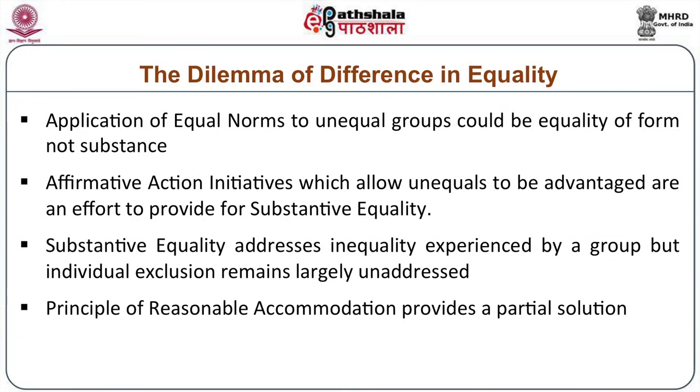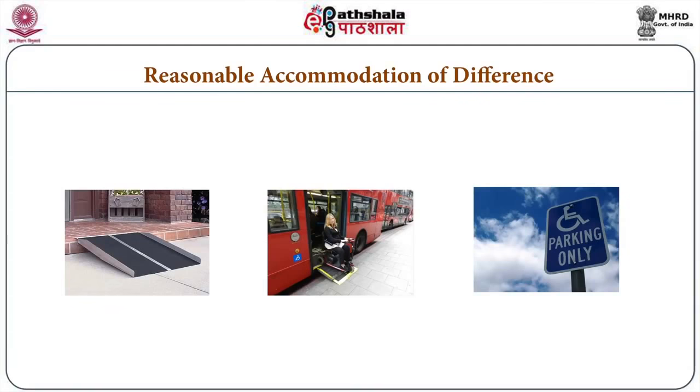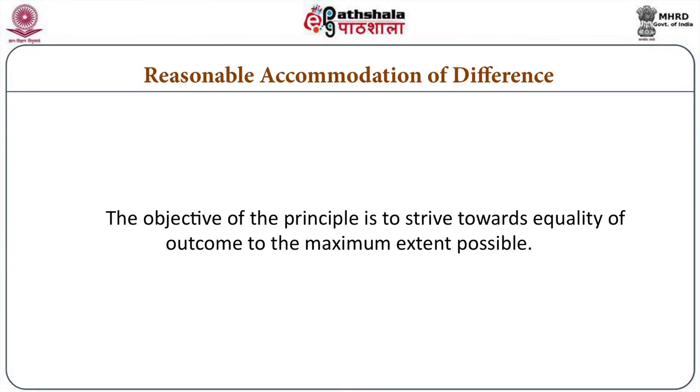So the principle of reasonable accommodation has been brought in an attempt to solve this problem of substantive equality. So this idea of reasonable accommodation of difference is that it's an attempt to allow spaces, public spaces, services, rules and procedures to be customized and tailored in order to accommodate the particular differences of the individual person, in this case, the individual person with disability. The objective of the principle is to strive towards equality of outcome to the maximum extent possible. Equality of outcome.